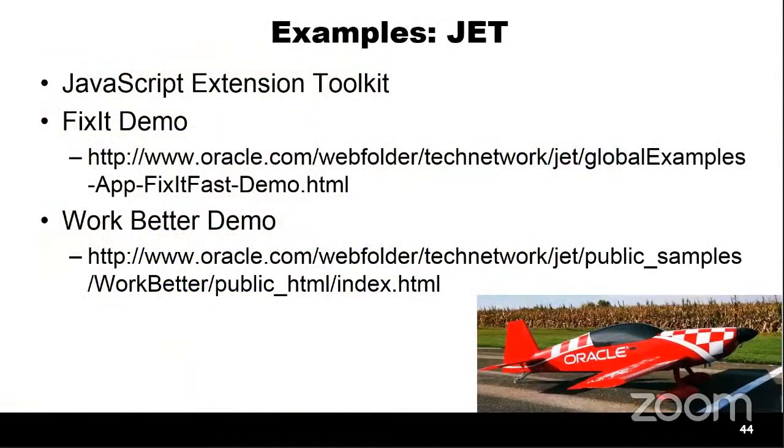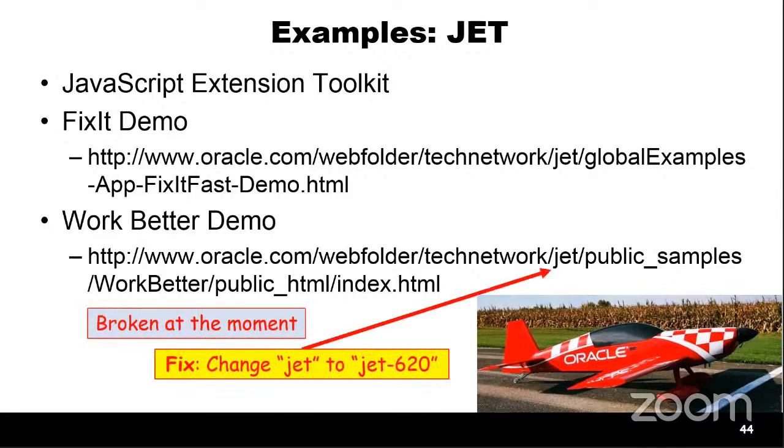So for JET, the JavaScript Extension Toolkit, I showed you the Fix-It demo and the Work Better demo, which is the one that's linked from the Alta UI website, but that link is broken. So what you do is change, in that URL, JET to JET-620, and then you can get to what I was just showing in the demos. So maybe at some point they will fix that link in the Alta UI, but for now you can get to it that way.